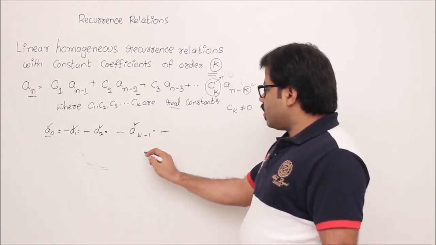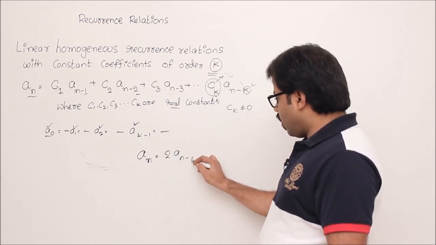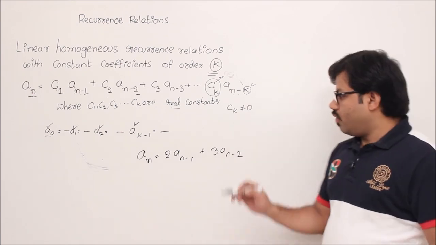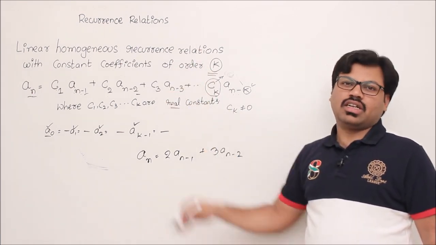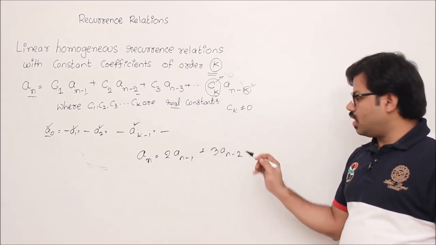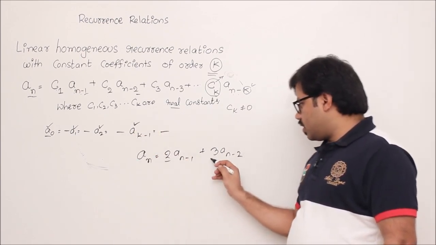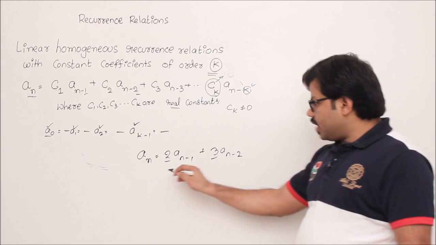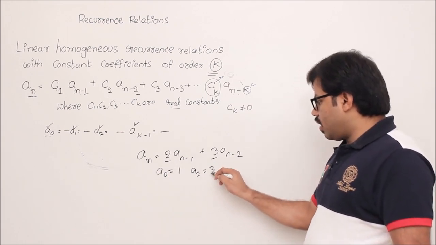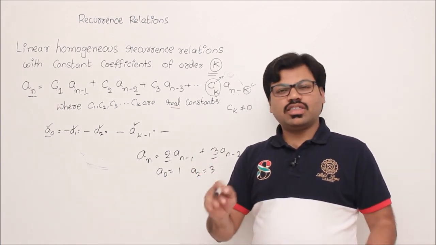Example: let's say you have a recurrence relation like this, an equals 2 into an minus 1 plus 3 into an minus 2. Then we'll see whether it matches our definition or not. It is linear, yes. Homogeneous, yes, because there is no function after these recurrence terms. Constant coefficients, correct. And base cases should be given. Let's say a0 equals 1 and a2 equals 3. Then definitely we have a solution for it. So what is the solution, sir?